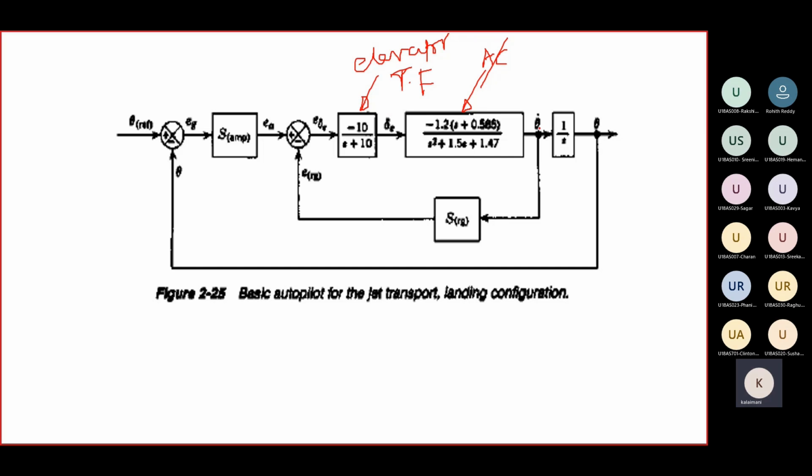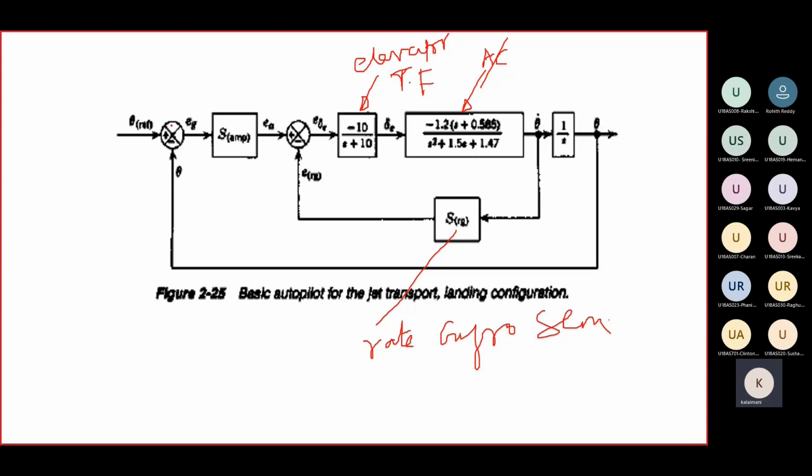In this case, we will put in the velocity rate feedback, and we will discuss what is essential for velocity rate feedback. That is called the rate gyro sensor. Then we get theta dot of S. If we put in an integral, then we will get theta.